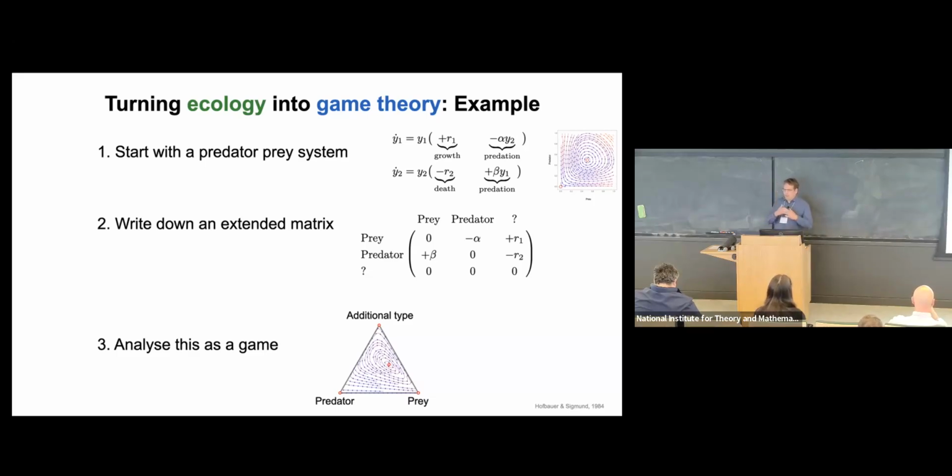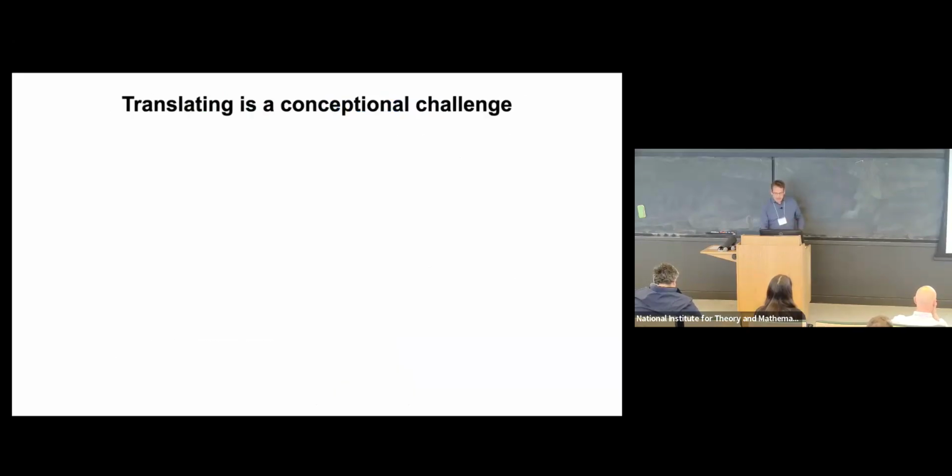But the game theory, of course, intuitively, the predator-prey dynamics lives in this positive half plane. So it is a two-dimensional dynamics. So if you have a game, you want to have a two-dimensional dynamics, you have to put it into the simplex and you need the third type. But conceptually, this translation is difficult.